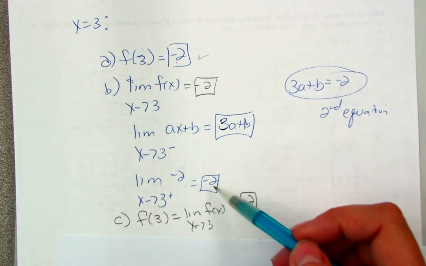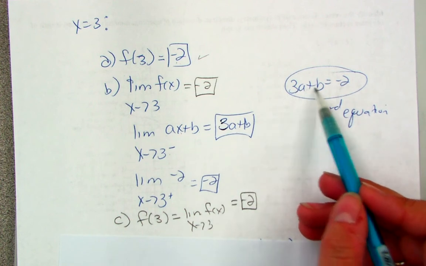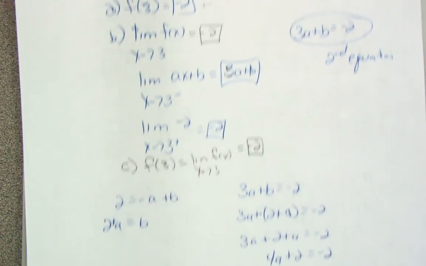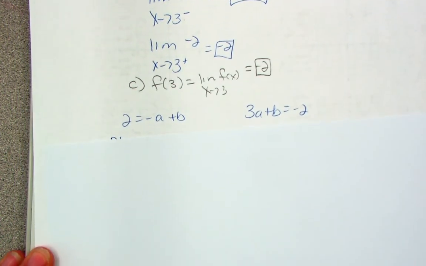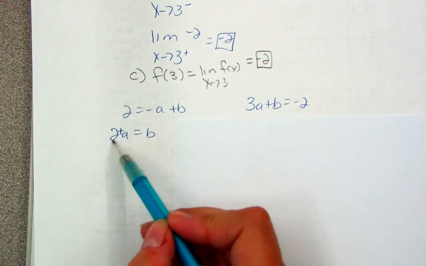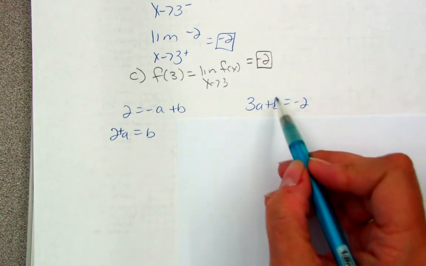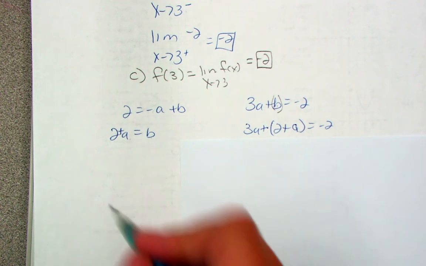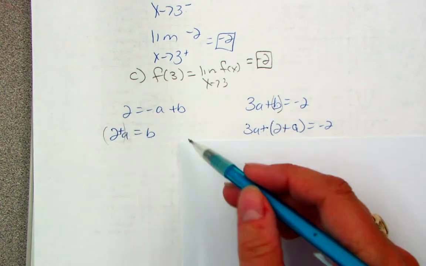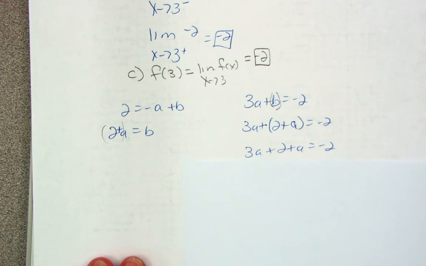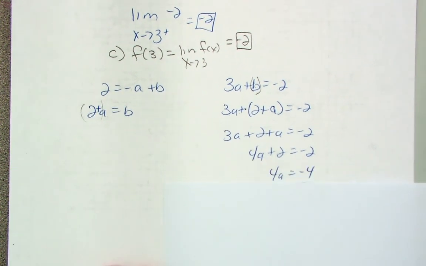Therefore, I have a second equation: 3a plus b equals negative 2. Now, back from Algebra 1, I'm going to do 2 equations, 2 unknowns. There's my 2 equations that I gathered. I chose this equation first: 2 plus a equals my b. I substituted that in here so all my variables are a. So 3a plus 2 plus a equals negative 2. I took off the parentheses, combined like terms, and solved for a.